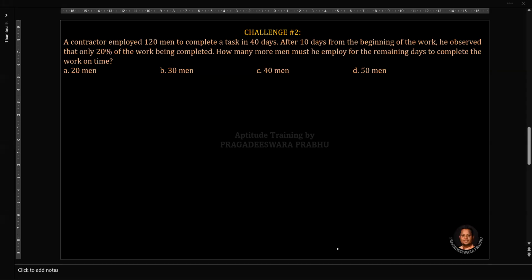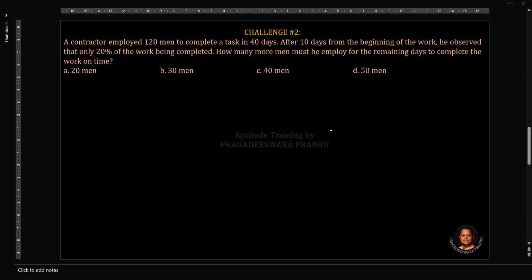Hi, let us solve the second challenge in our series. This question is from the topic time and work. A contractor employed 120 men to complete a task in 40 days. After 10 days from the beginning of the work, he observed that only 20% of the work was completed. How many more men must he employ for the remaining days to complete the work on time?